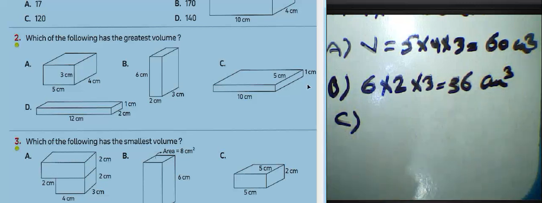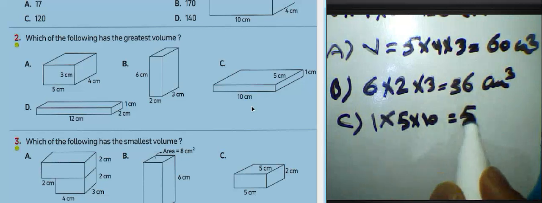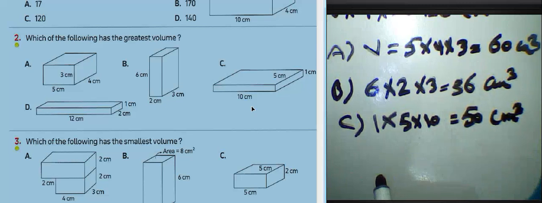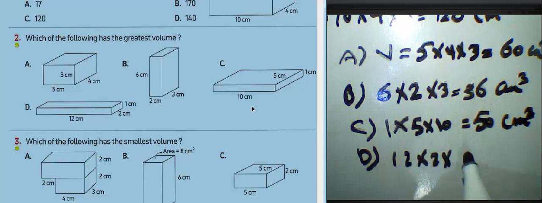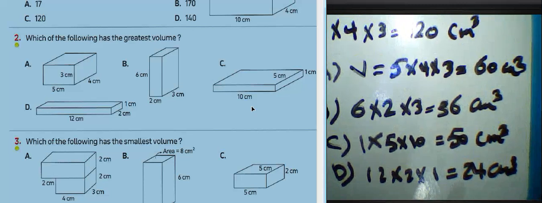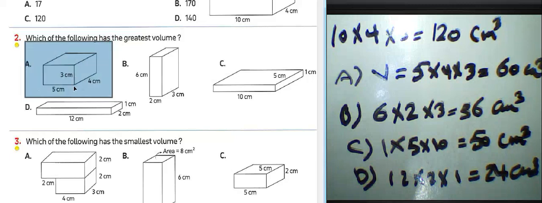Letter C, 1 times 5 times 10 equal 50 cubic centimeter. And letter D, 12 times 2 times 1 equal 24 cubic centimeter. Okay, it's the result of all volumes here. He asked about what? The greatest volume will be 60. Letter A. We must choose letter A for this question. This cuboid's volume, 60, is greater than 50 and 24.